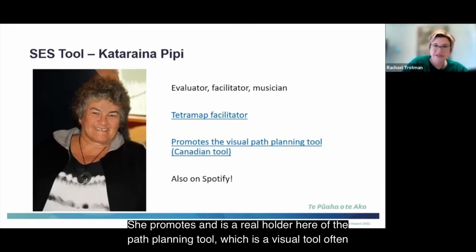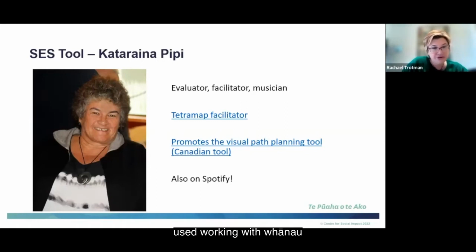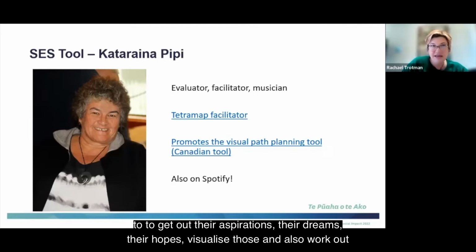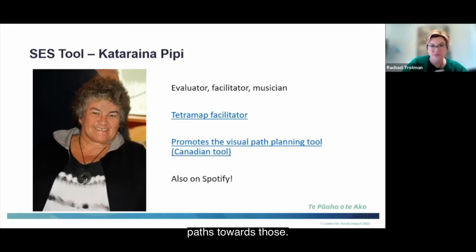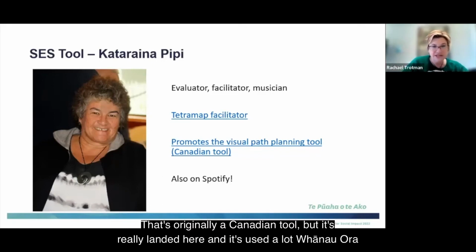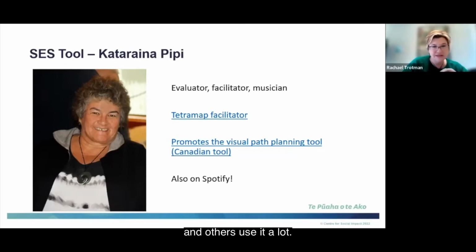She promotes and is a real holder here of the PATH planning tool, which is a visual tool often used working with whānau to get out their aspirations, their dreams, their hopes, visualize those, and also work out paths towards those. That's originally a Canadian tool, but it's really landed here and it's used a lot. Whānau Ora and others use it a lot. Her music's also on Spotify. Let's throw that in. She's always got a guitar.